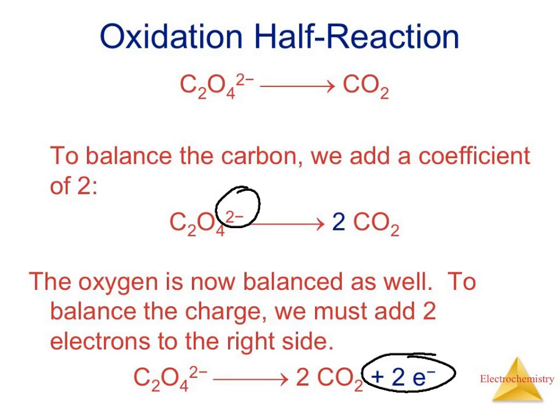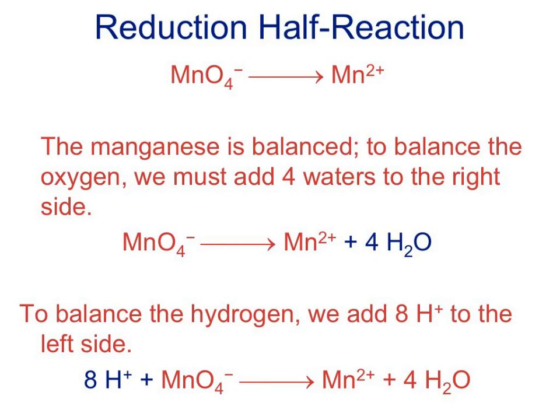So basically what that's showing is that the carbon here lost 2 electrons in this process. Lose electrons, oxidation. Okay? Alright, now we're going to do the reduction half reaction.